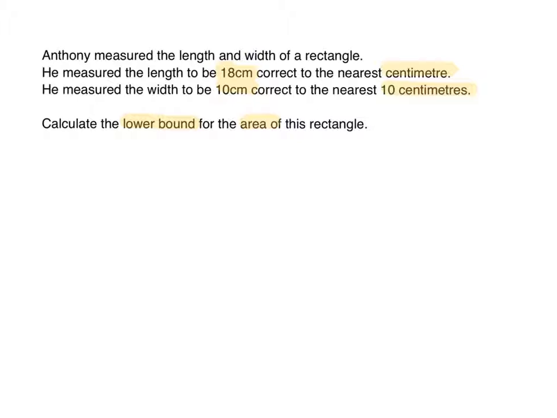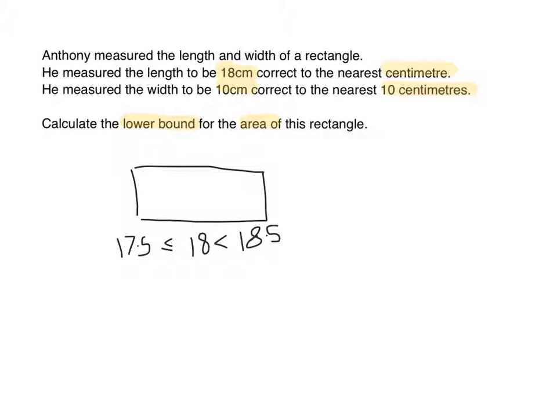So I'll just do a quick sketch of this rectangle. I've got that the length is 18, and that's to the nearest centimetre. So the lower bound for that would be 17.5 and the upper bound would be 18.5. The centimetre below 18 is 17, and at 17.5 it starts rounding to 18. The centimetre above 18 is 19, and at 18.5 it starts rounding to 19.